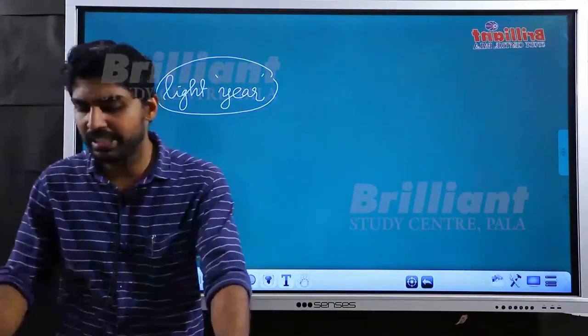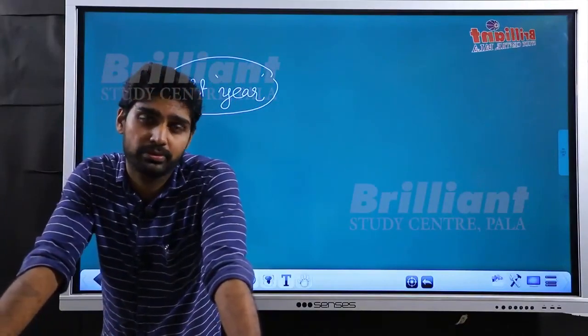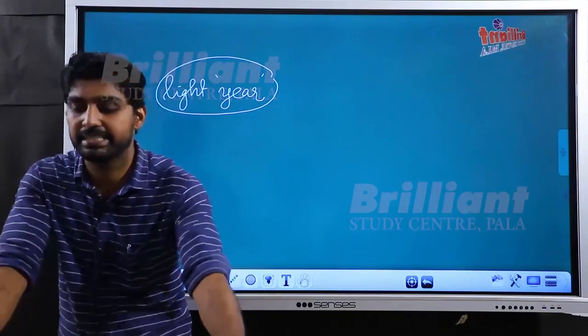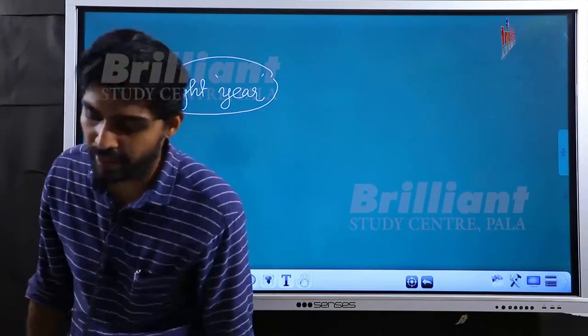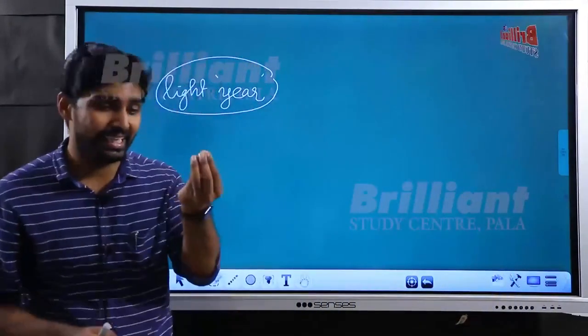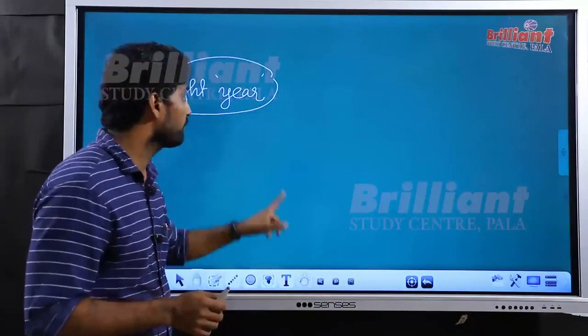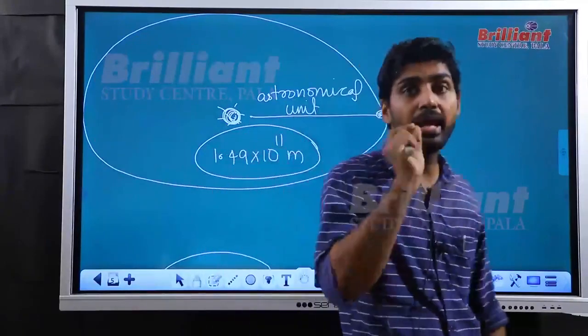You know that the fastest entity that we know about is light. Light travels in vacuum with a speed of approximately 3 times 10 raised to 8 meters per second. It is very fast. The speed is way beyond our imagination. Now, this light takes only 8 minutes to travel from Sun to Earth. To travel 1 astronomical unit, light takes only 8 minutes.